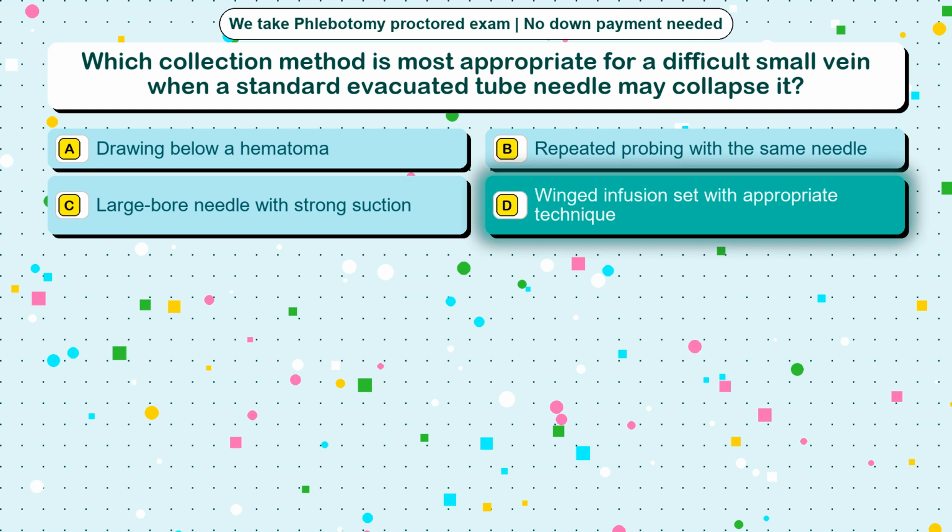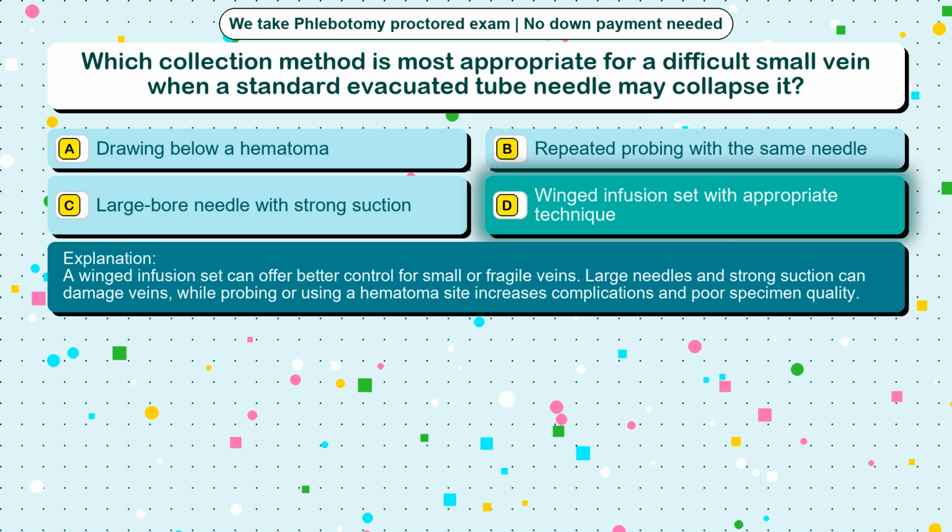The correct answer is option D. Winged infusion set with appropriate technique. A winged infusion set can offer better control for small or fragile veins. Large needles and strong suction can damage veins, while probing or using a hematoma site increases complications and poor specimen quality.